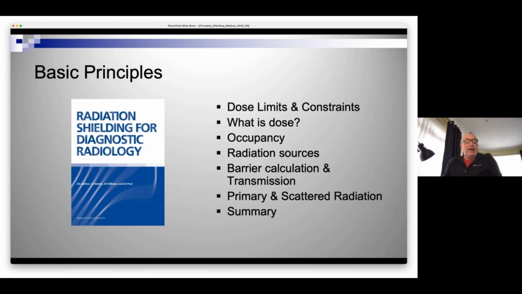Okay, so on to basic principles. Here's an outline of what I'm going to talk about. Dose limits and constraints, a wee discussion on dose, something about occupancy, something about radiation sources and barrier calculations and transmission, discuss how we approach the problem of primary and scattered radiation before summarising and handing over to Colin.